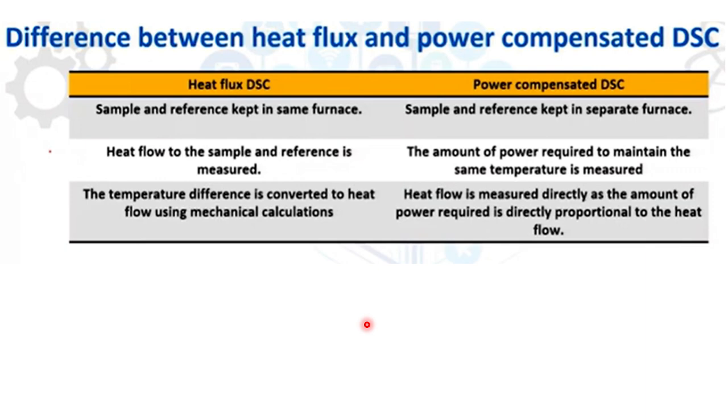So what is the difference between the heat flux and power compensated DSC? In heat flux, sample and reference are kept in a single furnace, but in power compensated, they are kept in individual or separate furnaces. In heat flux, heat flow to the sample and reference is measured. In power compensated, the amount of power required to maintain the same temperature difference is measured. In heat flux, the temperature difference is converted to heat flow using a mathematical calculation. That's why it is heat flux. And in power compensated, the heat flow is measured directly as the amount of power required, which is directly proportional to the heat flow.